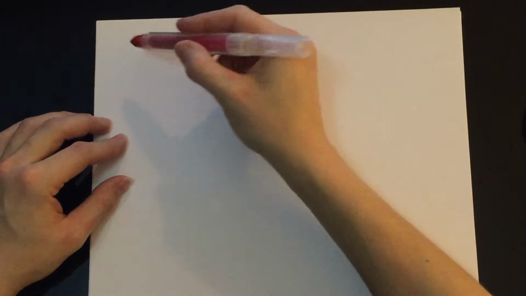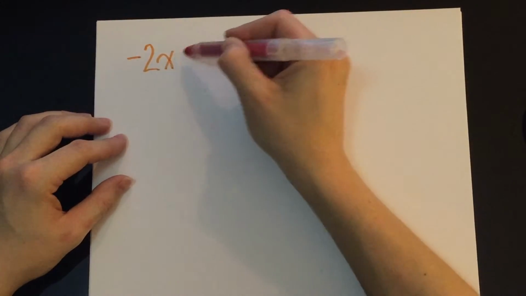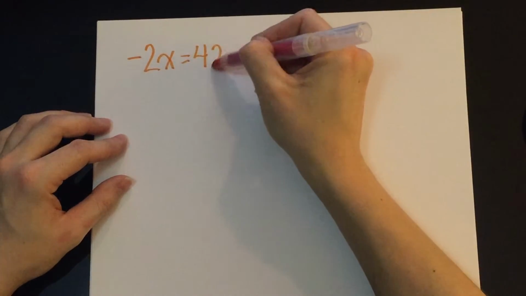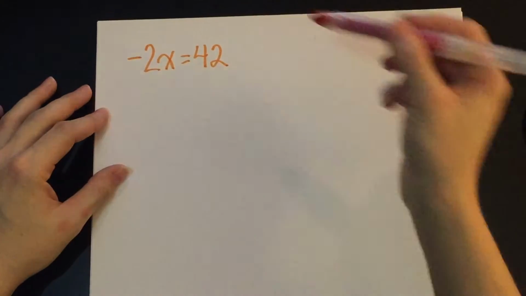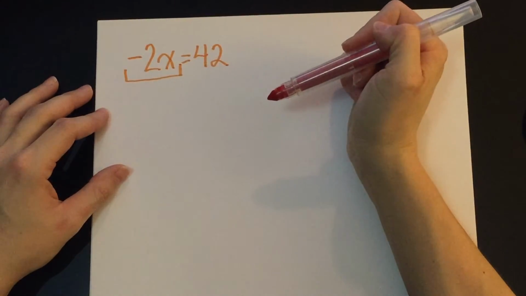So let's do another one. Let's try this equation here: negative 2 times x equals 42. Just like the previous equation, we're going to build this side of the equation with the variable.